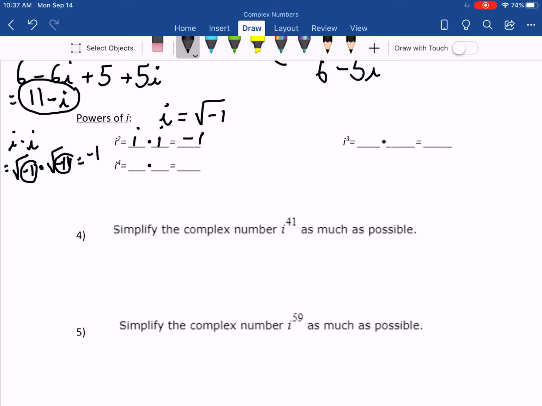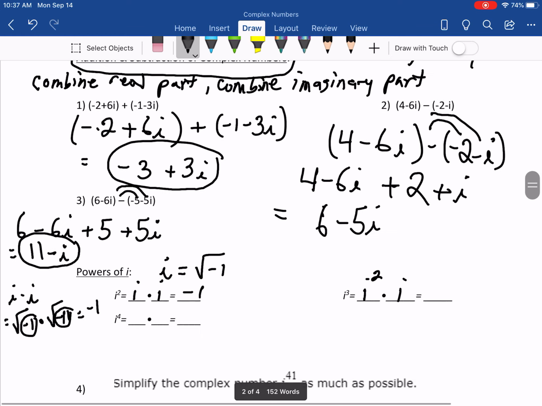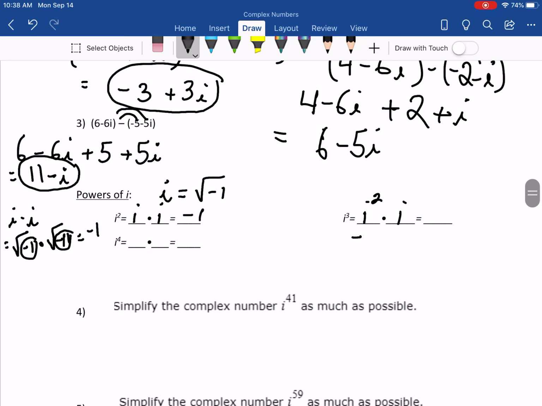i cubed, that's i squared times i. And i squared, we found before, is negative 1. i is just i, so that's going to be negative i. i to the fourth is i squared times i squared. And we know from over here, i squared is negative 1. So i to the fourth is positive 1. Okay.